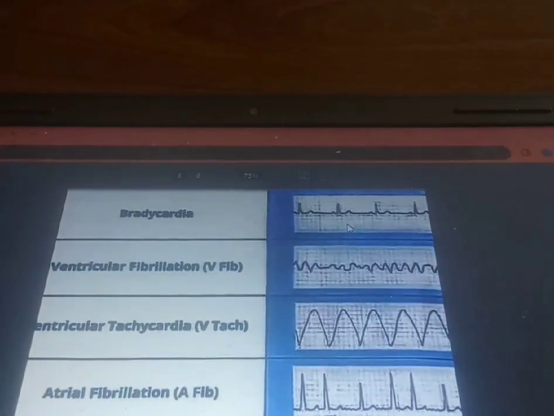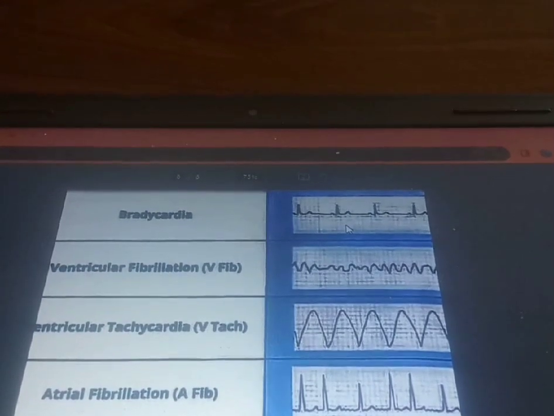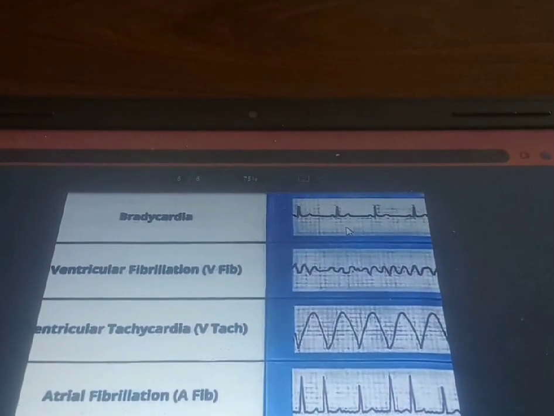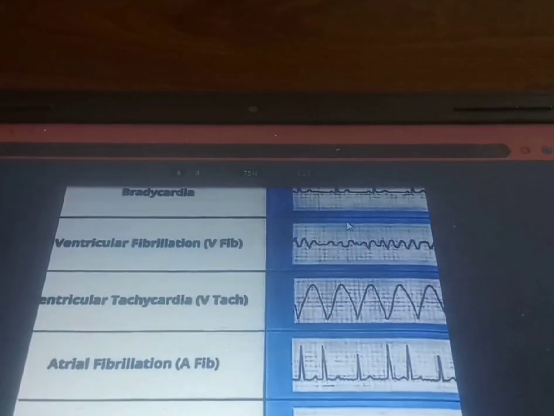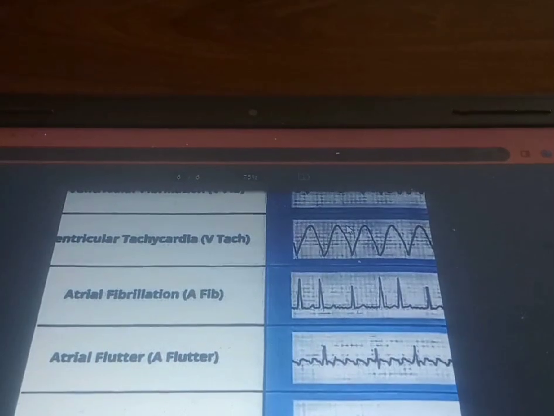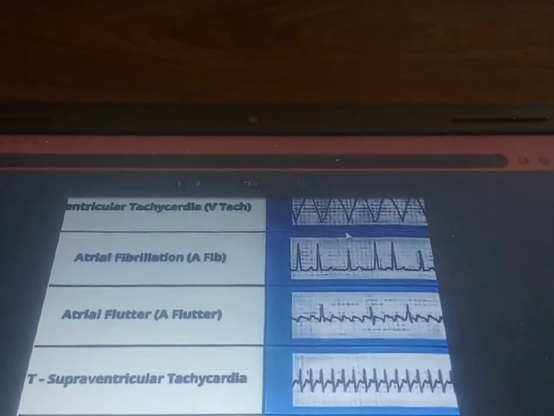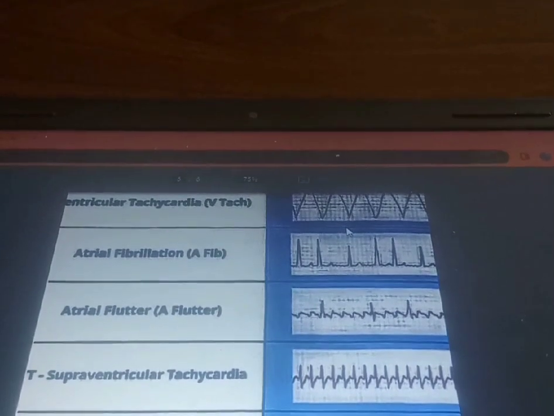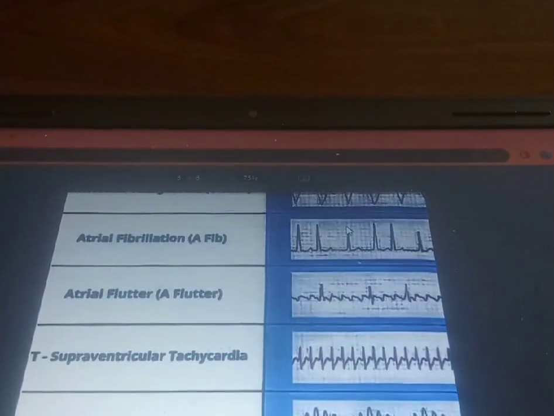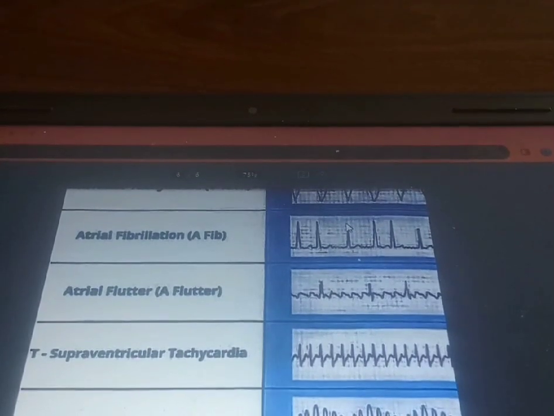Atrial fibrillation. Here we see that the P waves are more than the QRS complexes. Atrial fibrillation, atrial flutter. Atrial flutter actually has a sawtooth appearance. Supraventricular tachycardia, and torsades de pointes. It has a signature sine-like wave. Torsades de pointes. Asystole, and there is a flat ventricular line on the ECG.